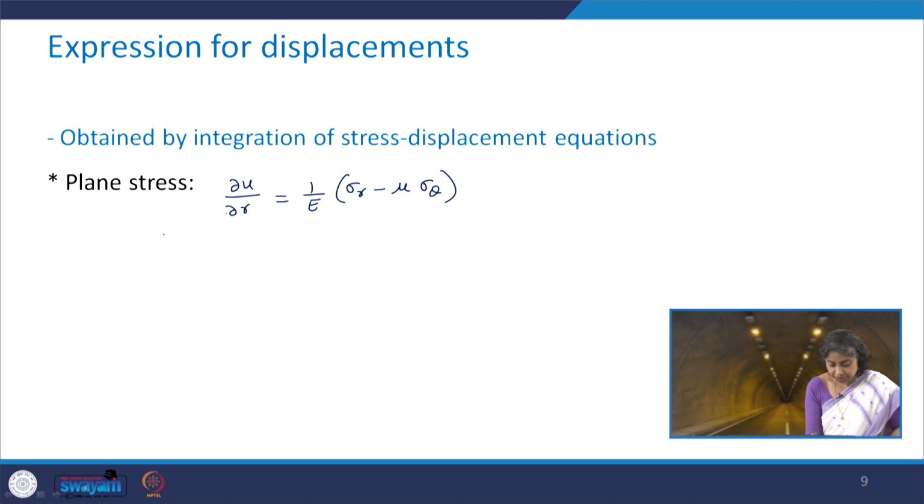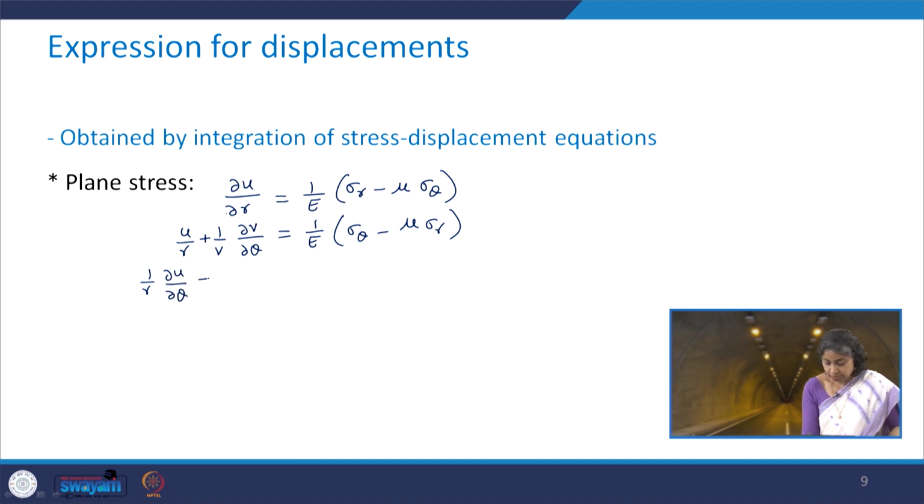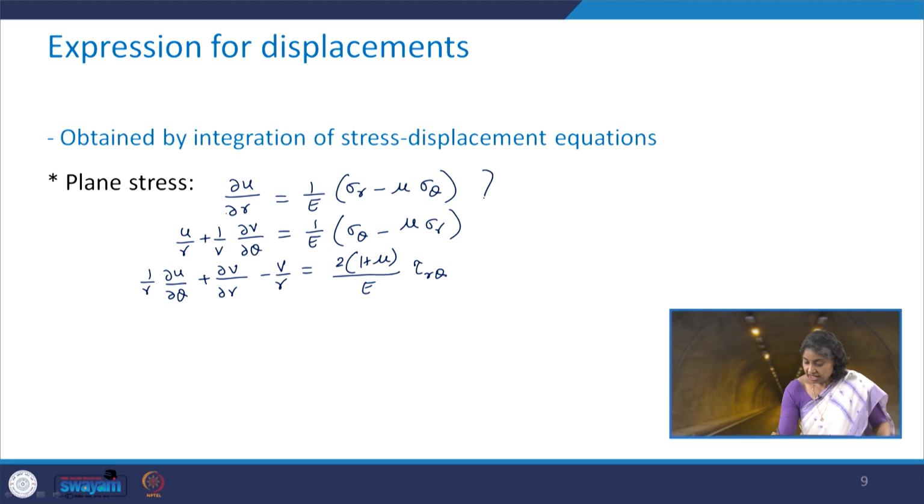Then we have u upon r plus 1 upon v del theta, which is equal to 1 upon E sigma theta minus mu sigma r, and we have 1 upon r del u del theta plus del v del r minus v upon r, that is equal to 2 times 1 plus mu upon E into tau r theta. And I mark these equations as equation 11a, b and c.